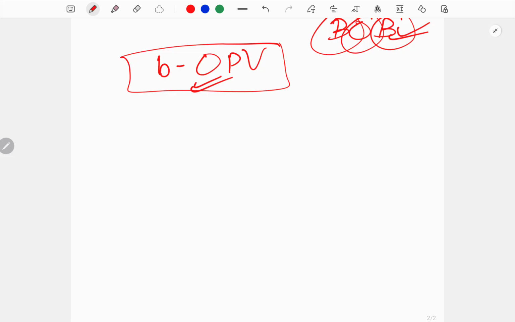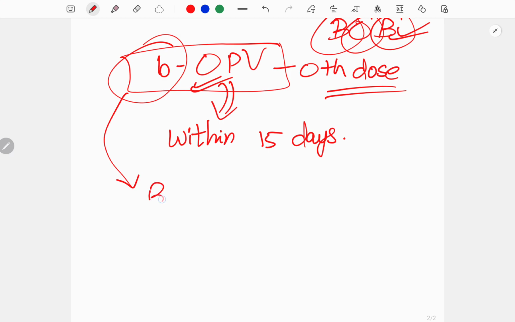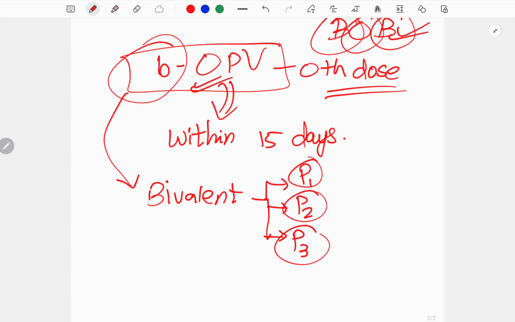So, oral polio vaccine is known as the zeroth dose. It should be given within 15 days of birth. Why is it known as bivalent oral polio vaccine? Because there are 3 types of strains of oral polio vaccine actually. There is P1, P2 and P3.